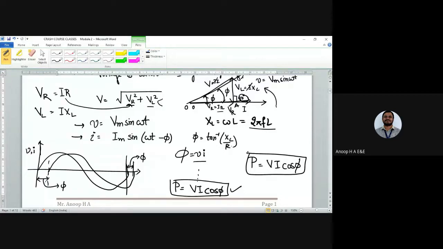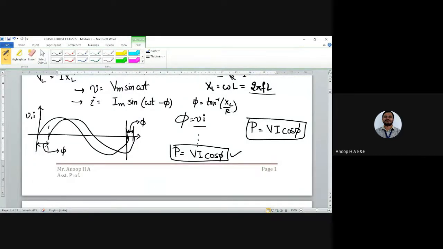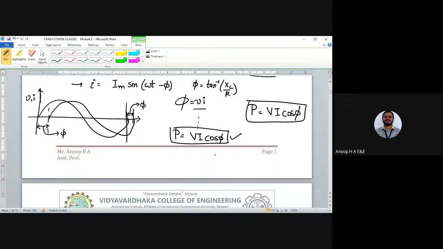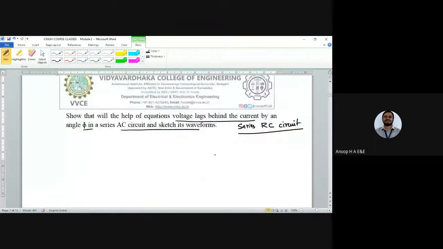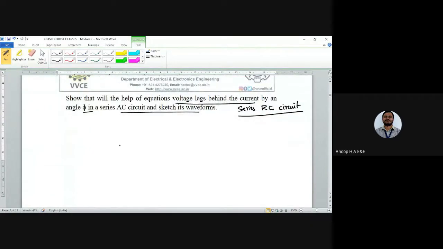Any doubts up to this point, anyone? You have to represent the voltage, current, and power equation. That is how you obtain it. In a similar way, I'll quickly take the series RC circuit.